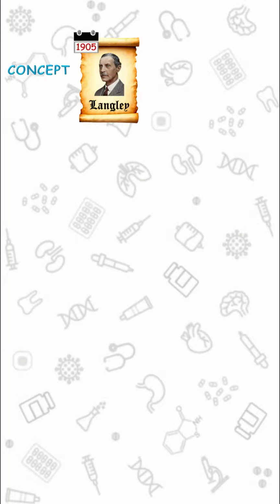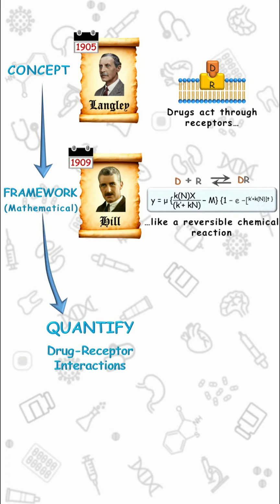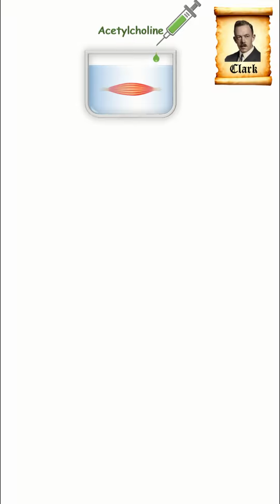Langley proposed that drugs act through receptors, and Hill provided a mathematical framework for this. The next logical step was to quantify drug-receptor interactions. This was done by Alfred Joseph Clark. Clark studied the effect of acetylcholine on frog skeletal muscle.